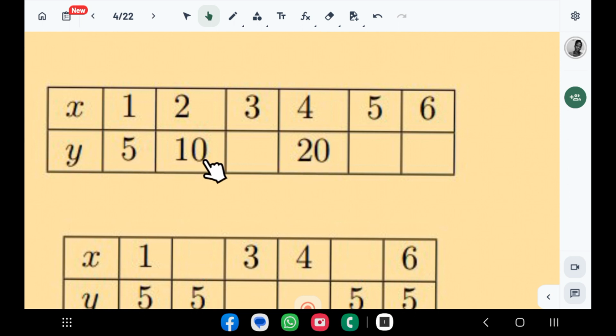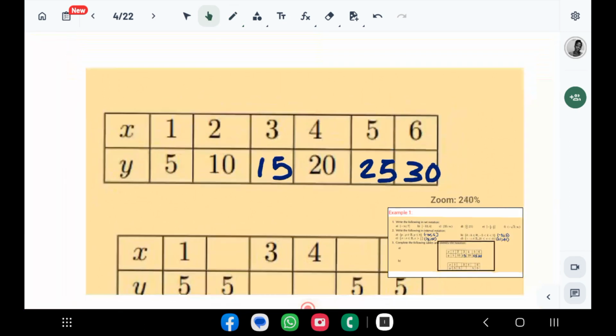Now, if you can see, we already have a pattern. These are multiples of 5. That's 5 times 1, 5 times 2. The next one should be 5 times 3, which is 15. And that's how you spot that pattern. Next one, 20. Next one should be 25 because 5 times 5 is 25. And the last one is 30 because 5 times 6 is 30.